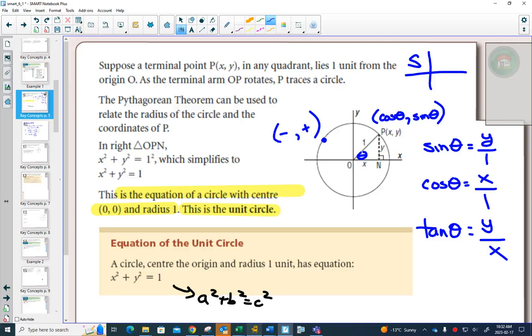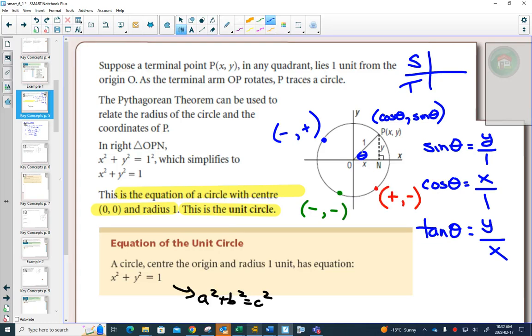If we pick a point in quadrant 3, can you see that your x-coordinate would be negative, your y-coordinate would be negative? That means x is cos, it's negative. Y is sine, it's negative. But tangent is this divided by this, a negative divided by a negative. Tangent will be positive.